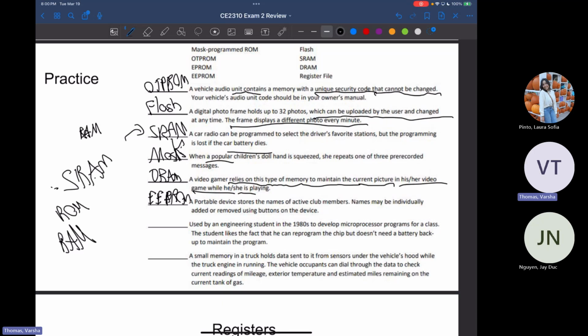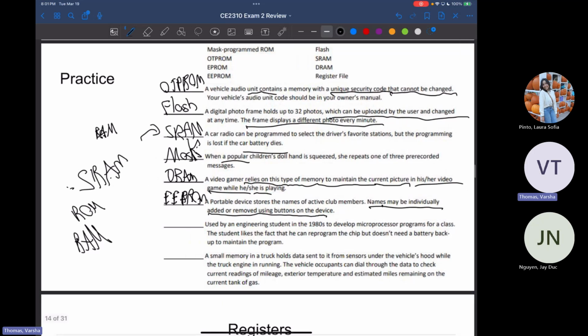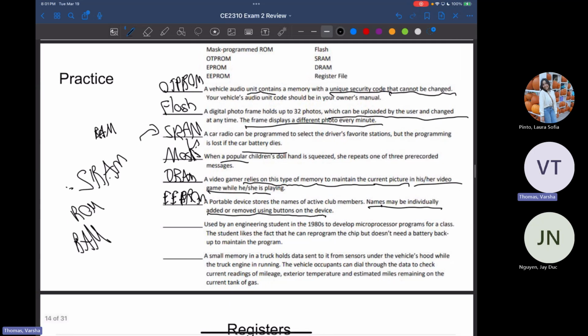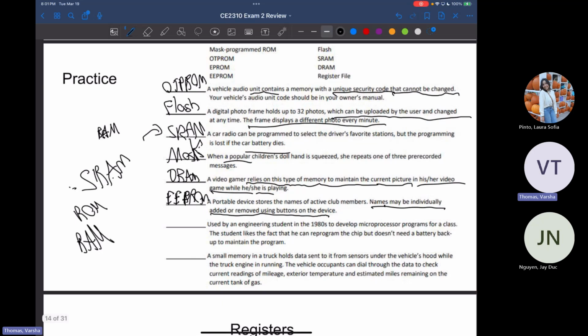Because of this key sentence: names may be individually added or removed by using buttons on the device, and that's an indication of EEPROM memory. Whenever you see on the test that it emphasizes that something is individually added or individually modified, it's most likely going to be EEPROM, because that's a pattern of EEPROM: it can't change multiple things at the same time.